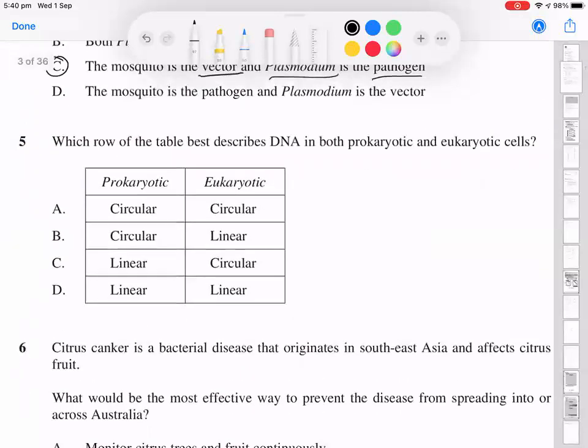So for question 5, we're looking at the difference between prokaryotic and eukaryotic DNA. So prokaryotic, we've seen before that it's circular. So it's either A or B. And then we know eukaryotic, it lines up in chromosomes. So therefore, it's got to be linear. So option B is correct.